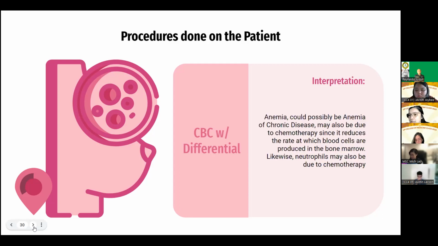We can interpret that she has anemia, and this could possibly be an anemia of chronic disease, and it can also be attributed to chemotherapy, since it reduces the rate at which blood cells are produced in the bone marrow. And since her neutrophils are also decreased, this could also be attributed to her chemotherapy. Next slide, please.